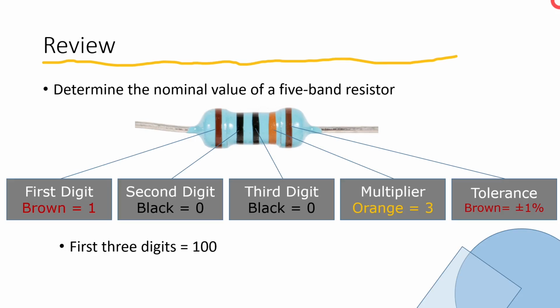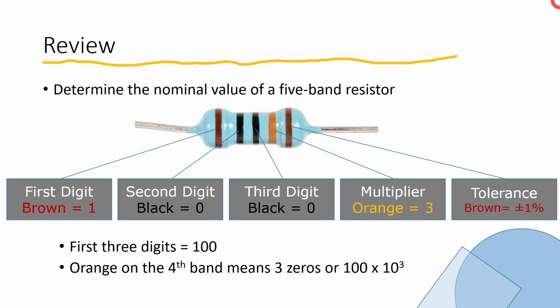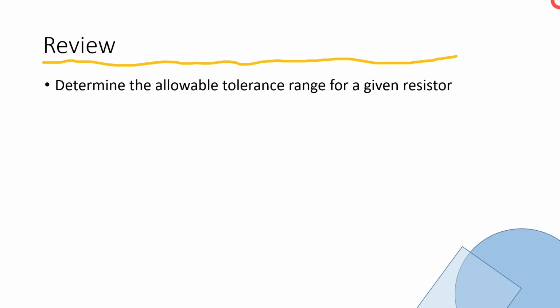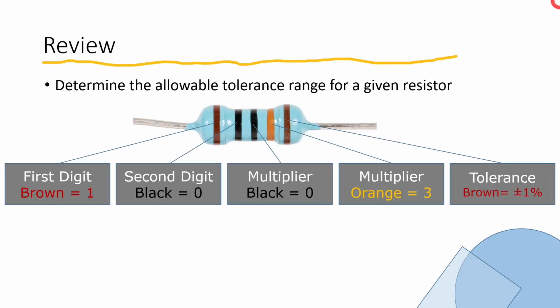So the first 3 digits, which are significant, are 100, and then the fourth band means we're going to have 3 more zeros on there. So we're going to have 100,000 ohms, or a 100k ohm resistor.